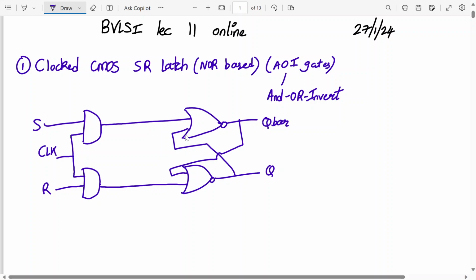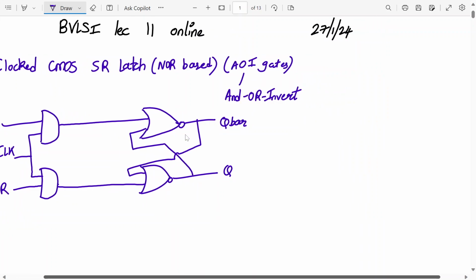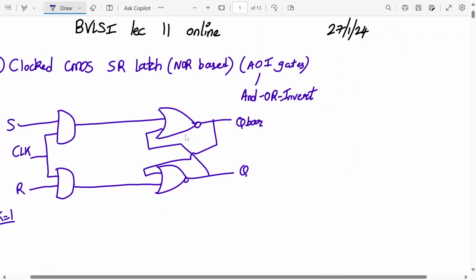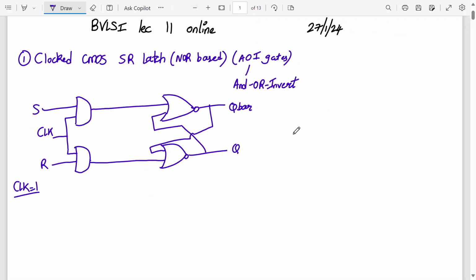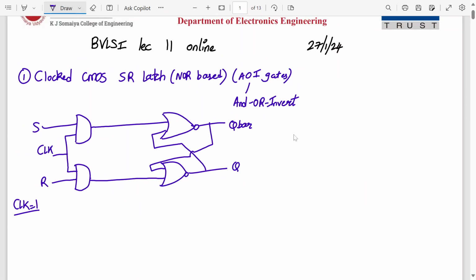Okay, these are all active high. So that means when the clock is 1, then my circuitry of SR latch is active. Then my inputs S and R influence the output. Alright? Yes, Ron. Now let's draw the truth table. Don't wait for me to complete. Do it along with me because there are some topics to go. So let's draw the truth table.